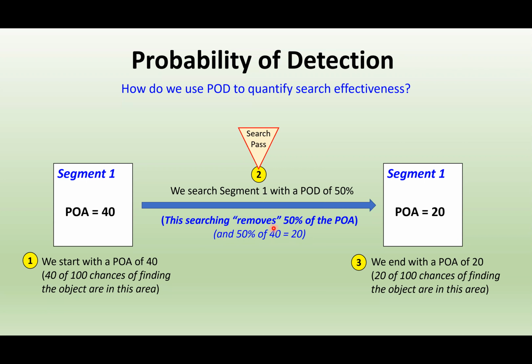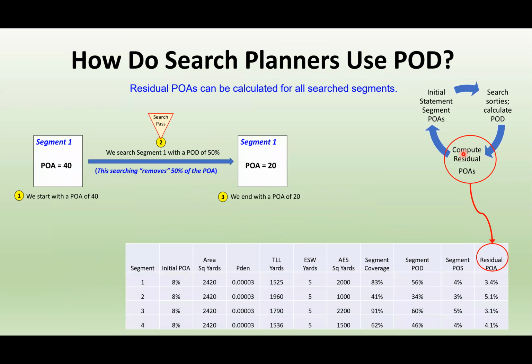And that's an example of how we calculate how much probability has been searched out of an area. Okay, that's that. POD of 50% searches out 20 units of probability. And that's how we calculate how much probability is left over after a search sortie. Okay. So now let's look at how search planners use this to get from one operational period to the next, okay? And what we do is, like I said, we use POD as a figure that quantifies the amount of probability that's been searched out of each segment, okay?